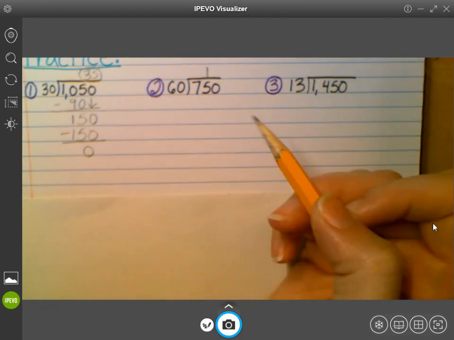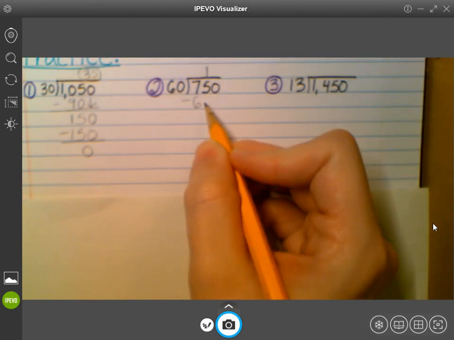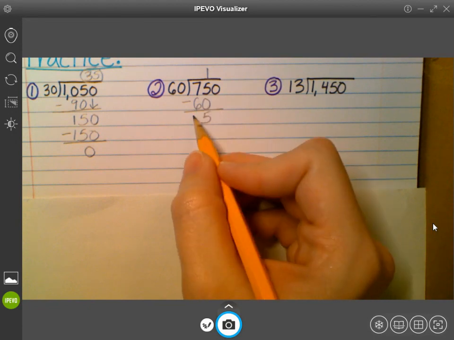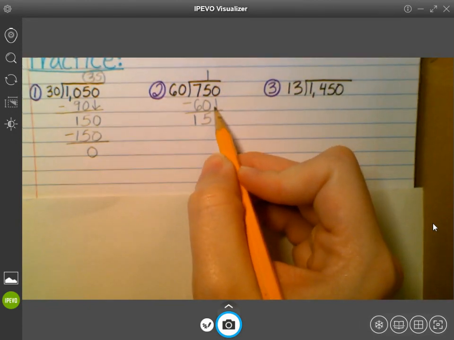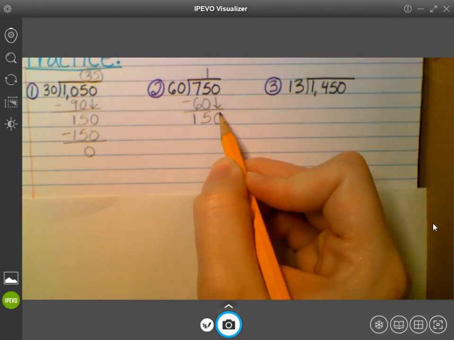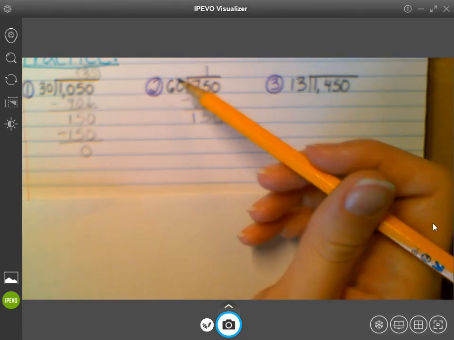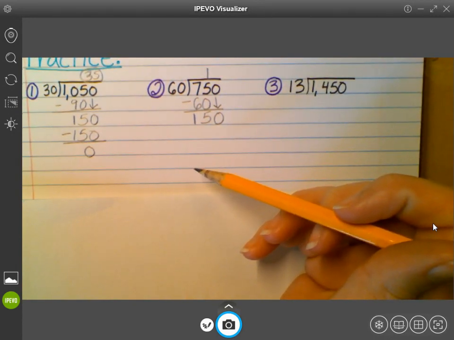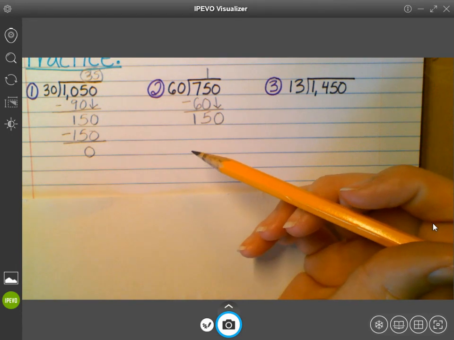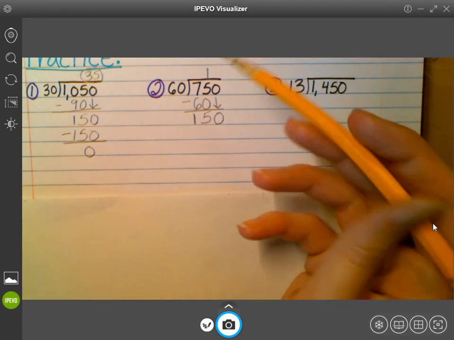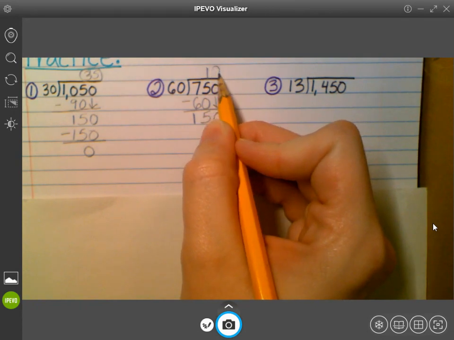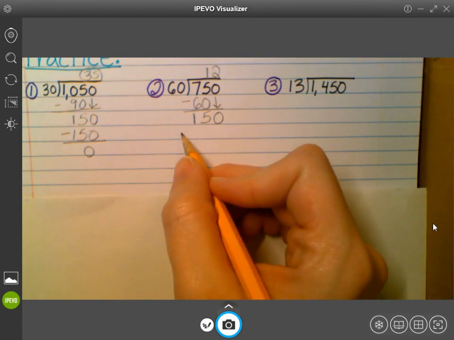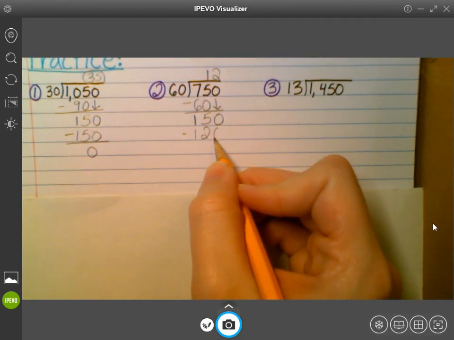60 times 1 is 60. So we would just subtract 60. 5 minus 0 is 5. 7 minus 6 is 1. Then we bring down the 0. How many times, show me on your hands, does 60 go into 150? 60 goes into 150 how many times? Twice. 2 times. Because 60 times 2 is 120. So we would subtract the 120.